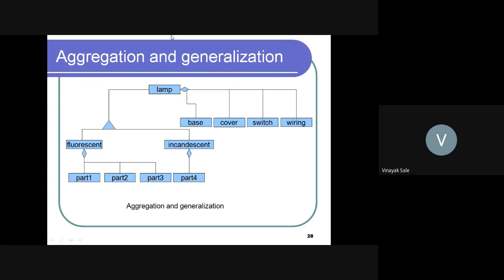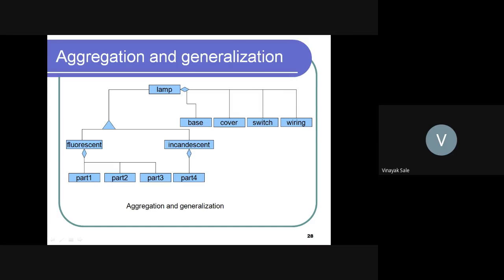And there are two types of lamps, or kinds of lamps: fluorescent and incandescent. Fluorescent is a kind of lamp, or is a type of lamp. Incandescent is a type of lamp. This is a generalization. There are two types of lamps. Whereas base, cover, switch, wiring, this is aggregation. That is, the combination of these becomes a lamp, and the lamp has two types.